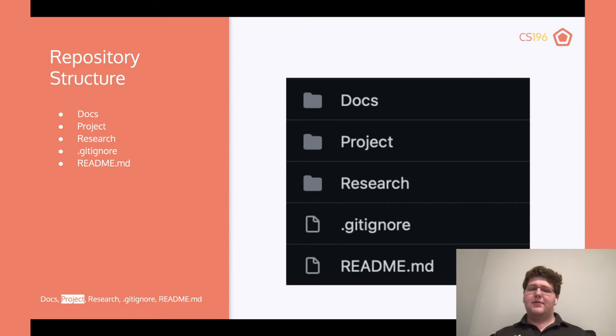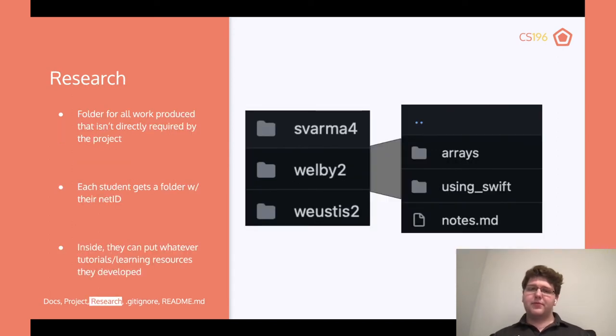So then we have the research folder. The research folder is this idea that you have a folder for all of the work you do that isn't directly required for the project. So for example, we have a couple of net IDs here, and within each one, you have a couple of directories and then a notes file. So the idea here is that anything that isn't relevant to the project shouldn't be in the project folder.